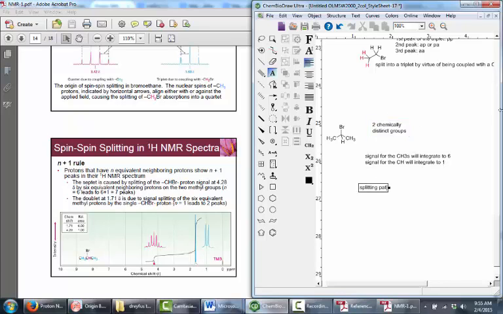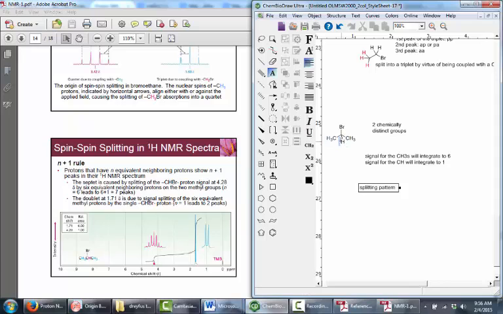So here I can see that the signal that corresponds to the CH3s is going to be split into 2. That's because they're next to a carbon that has 1 proton on it. Okay, so this is n, therefore they're split into n+1. So they have 1 proton. The signal for these is split into a doublet. That's these 2 over here.